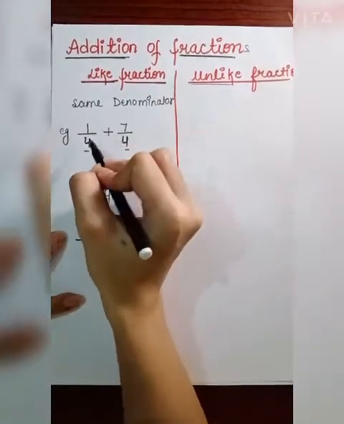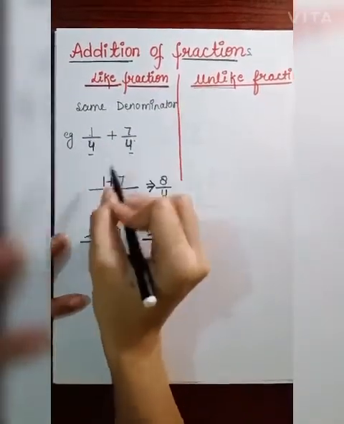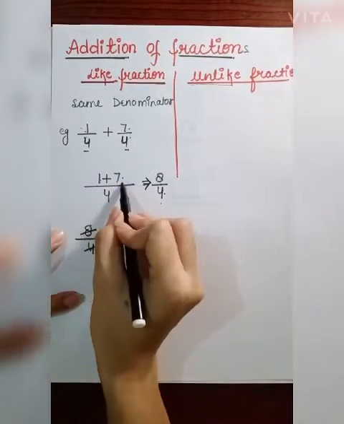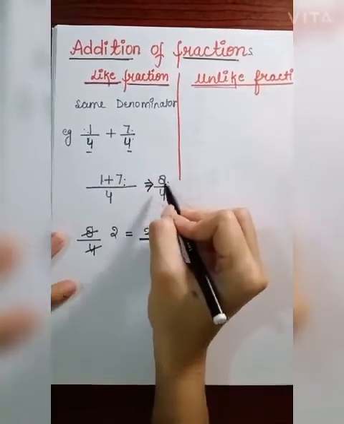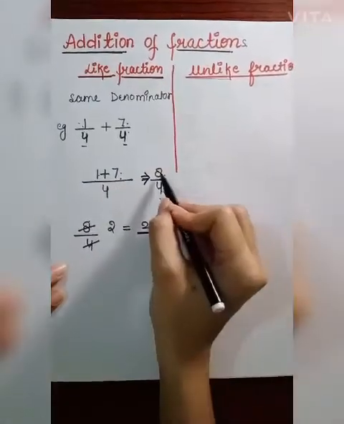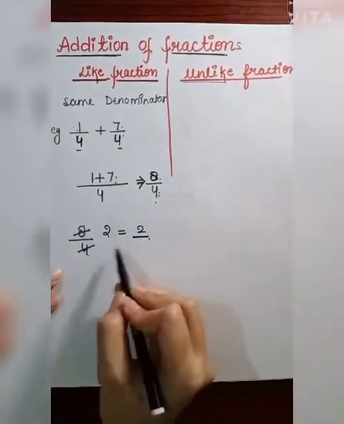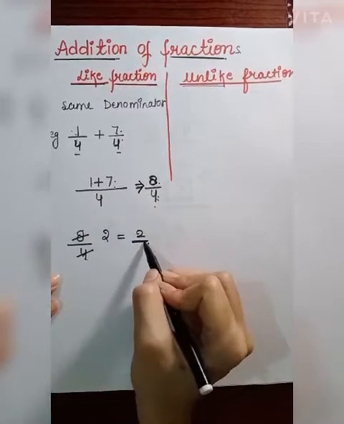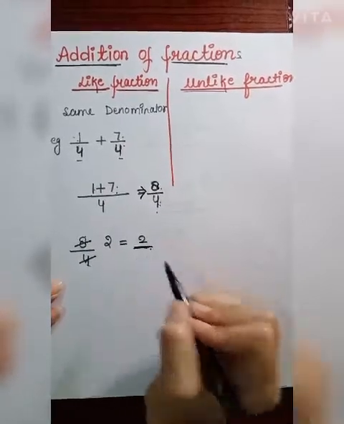Let's see again what we have done. We have added the numerators. We have added the numerators only and our answer has come 8 upon 4. And we will leave the answer in the simplest form. So we have solved it further and our answer has come 2.